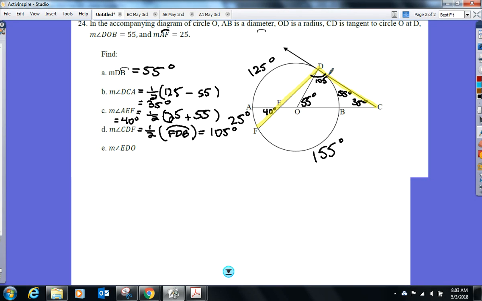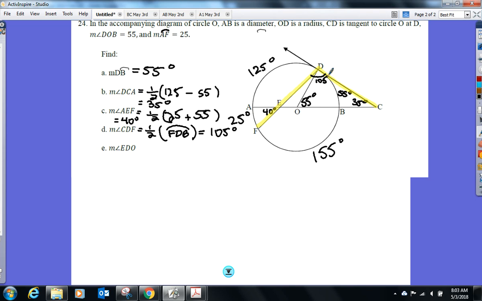And finally, EDO, everybody. EDO. Anybody want to tell me why that's not an inscribed angle? I know that, look, the vertex D is on the circle, but why isn't that inscribed? Go ahead, Kay. DO isn't a chord. Remember, the two sides of an inscribed angle are full chords. How am I going to find it then? Because I'm not going to find it using any circle facts. That's for darn sure. Go ahead, Ella.